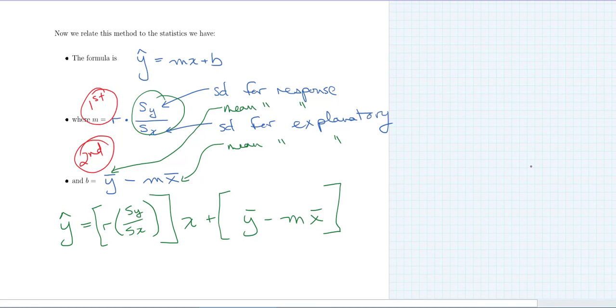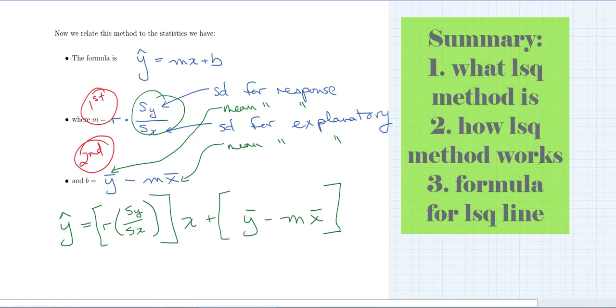So in summary, we talked about what the least squares method is, how it works, and what is the formula for the least squares line.